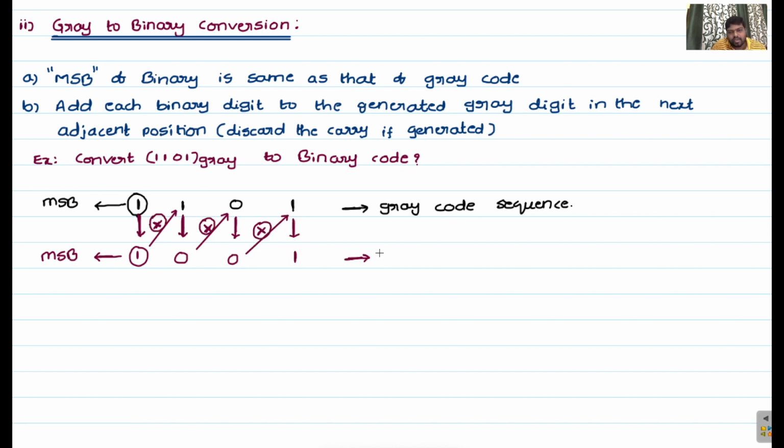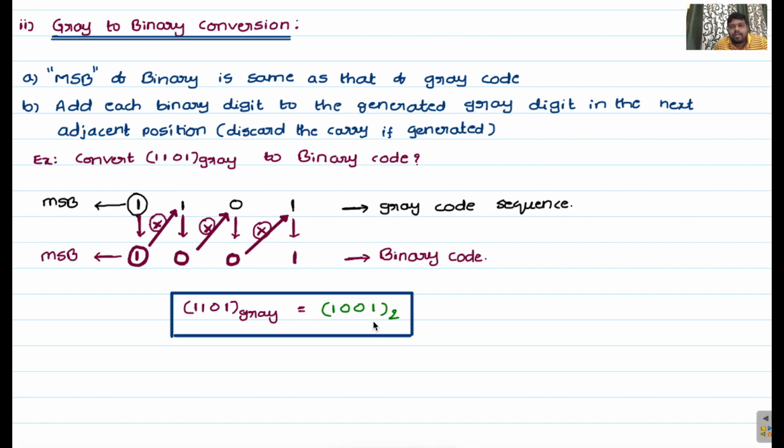So this is your binary code sequence. This is your required binary code. Here I am writing 1101, this is your given gray code. So now you are getting the binary sequence that is 1001. This is your binary code sequence. So this is binary to gray and gray to binary conversion. And next we move on to error detecting codes.